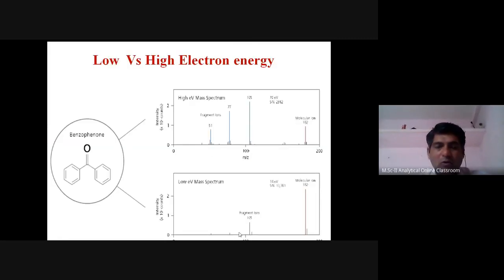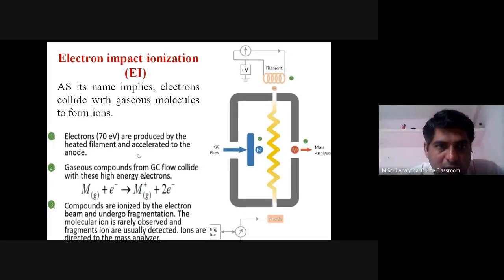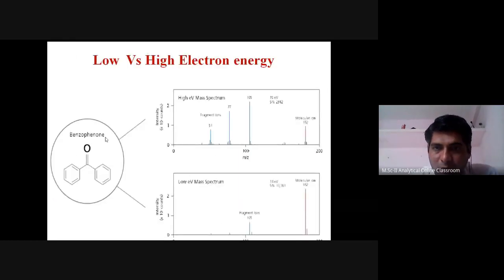Now, one important point while using electron impact ionization. Suppose the energy of the electron is very low. In this case, we can see that here in brackets we have written 70 electron volts. Suppose this energy is very low, less than 15 electron volts. So what will happen? We will discuss this point in the next slide.